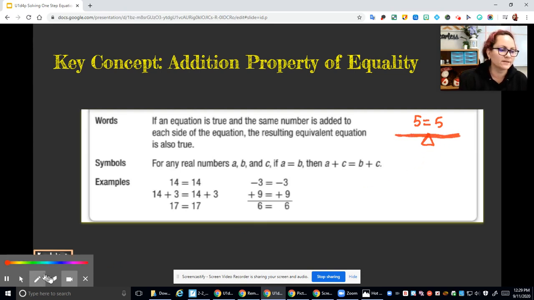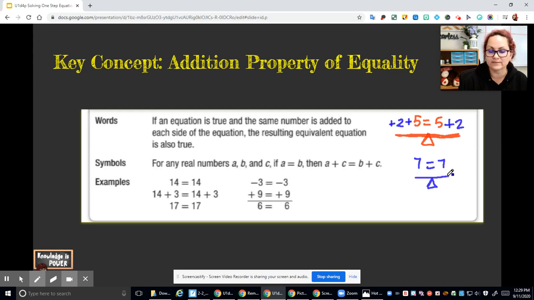Now, here's the idea. Let's say I add 2 to this side, right? And here, I'm going to add 2 as well, right? So is it still balanced? Well, 2 plus 5 is 7, and 5 plus 2 is 7. So that's still nice and balanced, right? Notice that we just added 2 on both sides, just like that example that I gave you, okay?